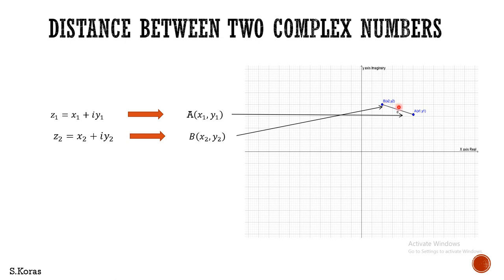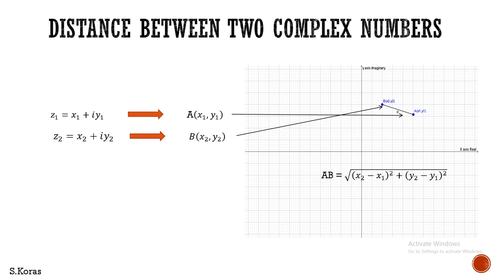Now let us try to find the distance between these 2 points. You know very well, distance between any 2 points x1 comma y1 and x2 comma y2 will be simply equal to square root of x2 minus x1 the whole square plus y2 minus y1 the whole square. So this is what we have studied in analytical geometry. The same answer is to be received in complex number view also.